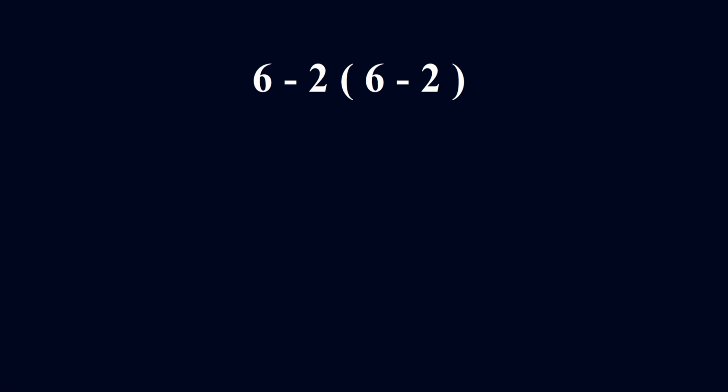So we have first this parentheses, 6 minus 2, 4. So we have 6 minus 2 times 4. Now we have one subtraction and one multiplication. We must do this multiplication first, then this subtraction.